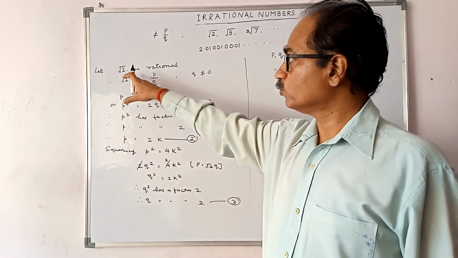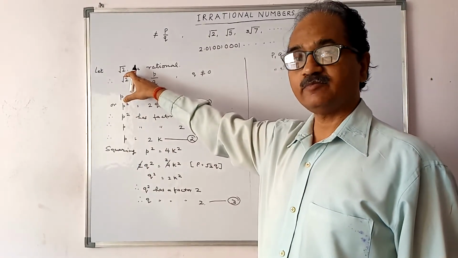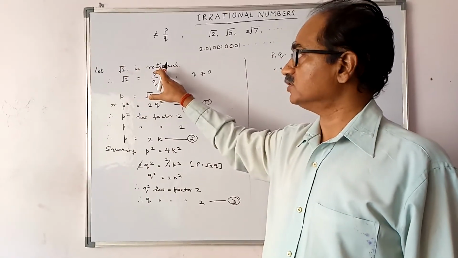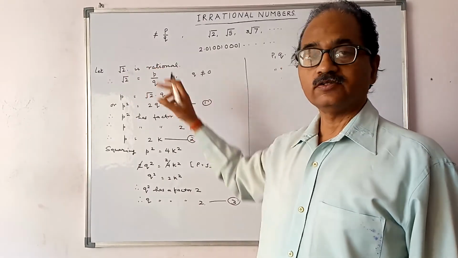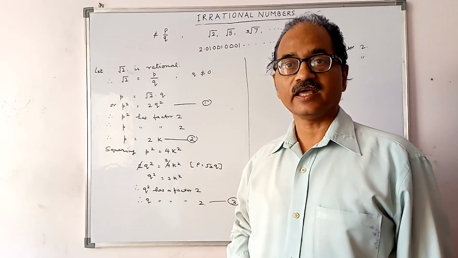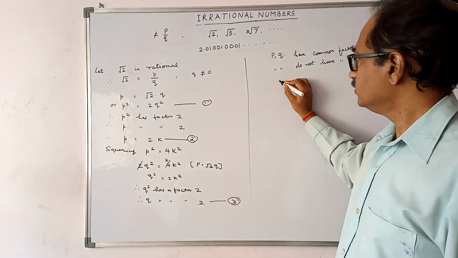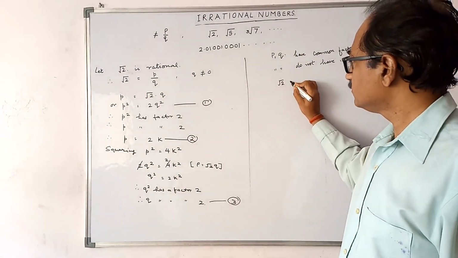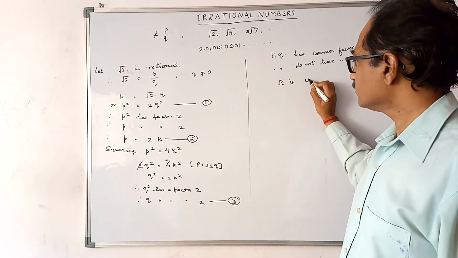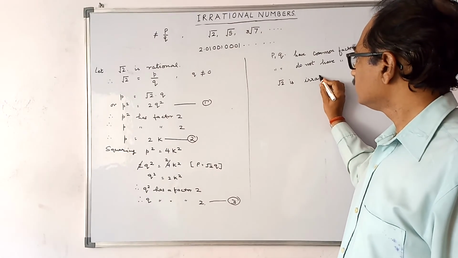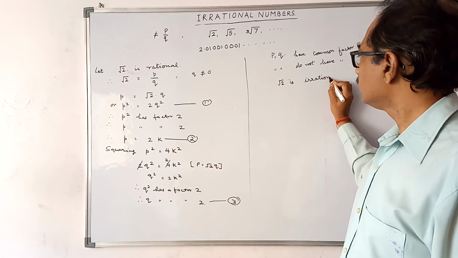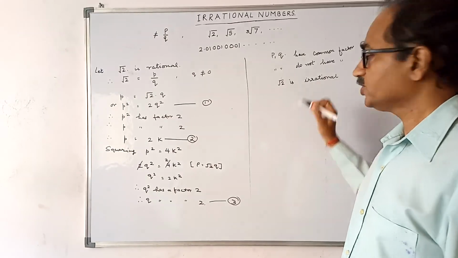Therefore, root 2, what was our assumption? Root 2 is a rational number. This assumption is wrong. Therefore, root 2 is irrational. Therefore, root 2 is irrational. Okay?